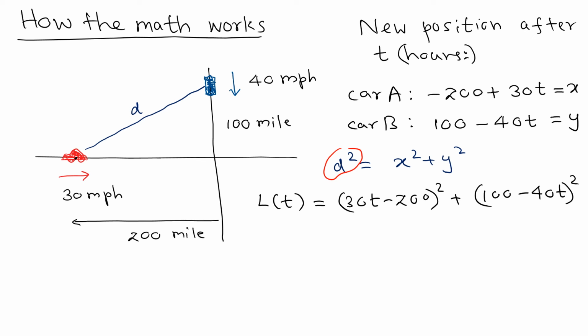So L(t) is the d squared, distance squared as a function of time. What we're trying to do is, instead of minimizing distance, we minimize distance squared. They do not have the exact same minimum values, but the minimum happens at the exact same position.